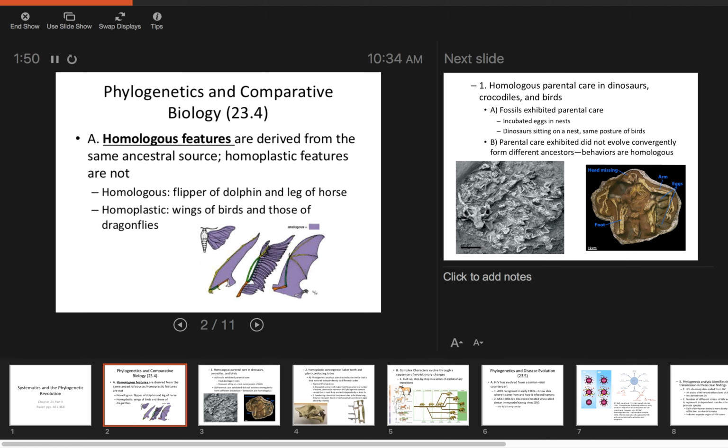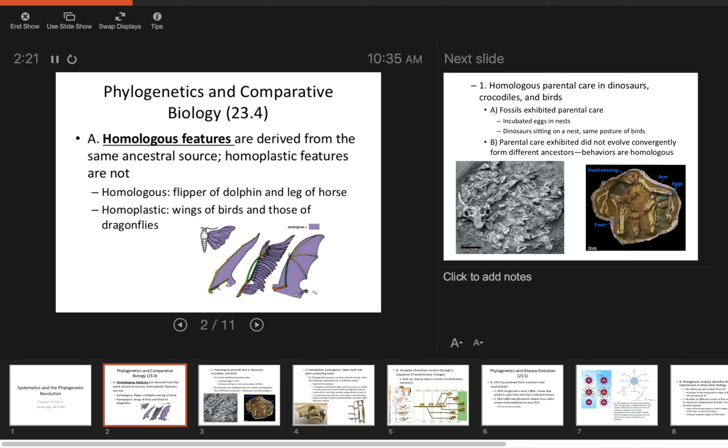Yep. So, homologous, flipper of a dolphin to the leg of a horse. They have carpals. They have phalanges. They have radius. No, that's an arm. But well, yeah, radius and all that. Our arms to a cat. We have similar bones, but the ultimate function is different. I mean, our hands are tools. We can use them to grasp objects. Cats, they're killing machines. Claws.